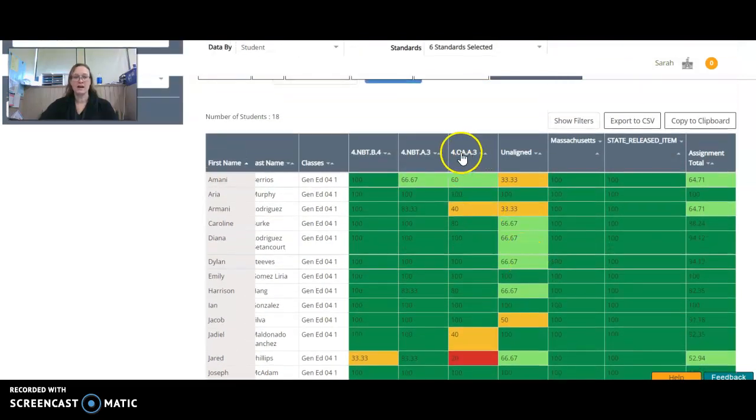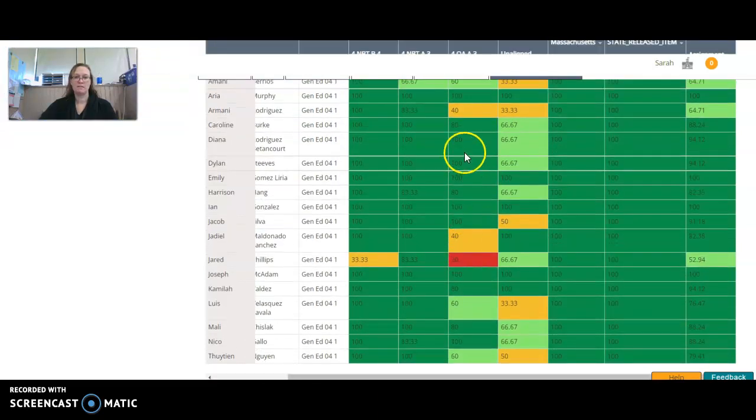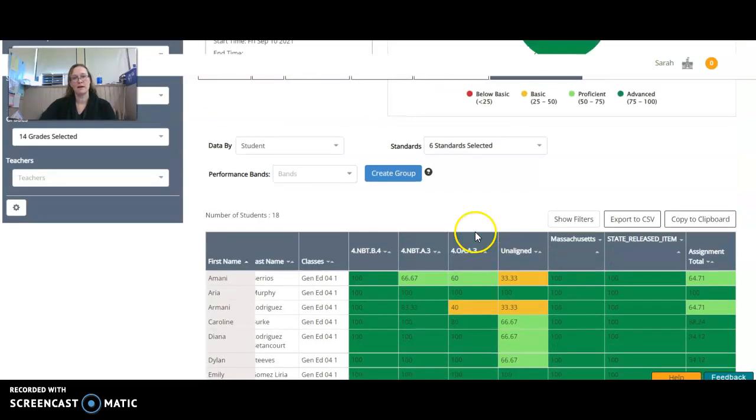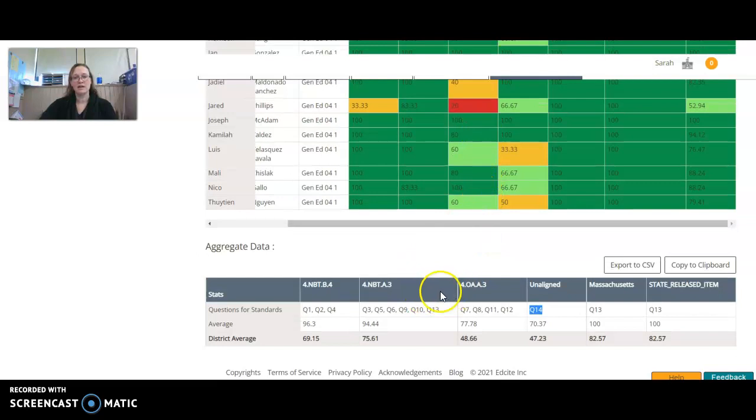We can also see that on this particular standard, multiple students scored in that basic range, which was between 25 and 50%. And for that standard, it was these questions. So we have question 3, 5, 6, 9, 10, and 13 were based on this one standard, and this was the average score.